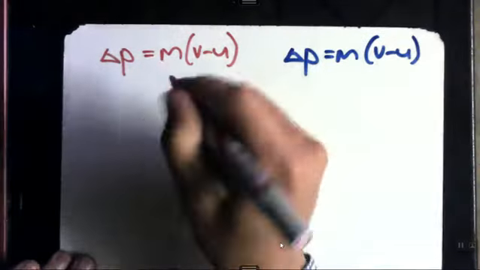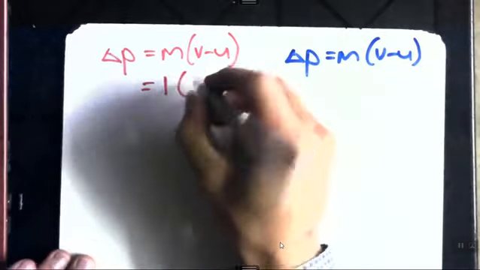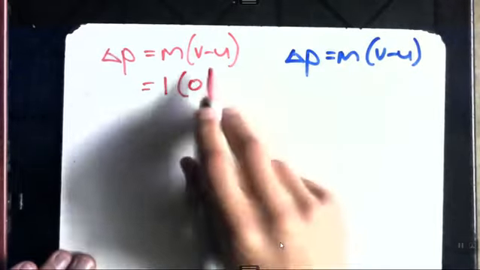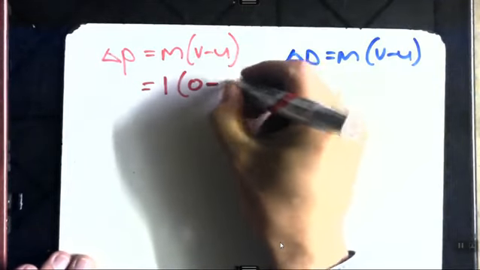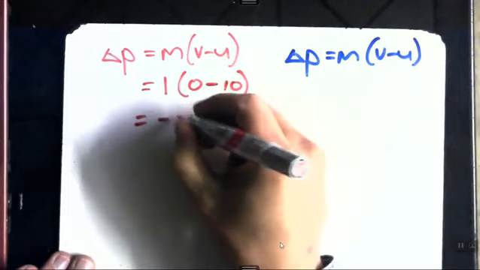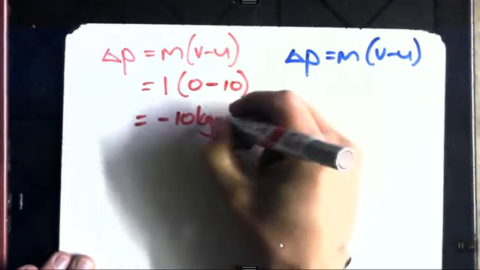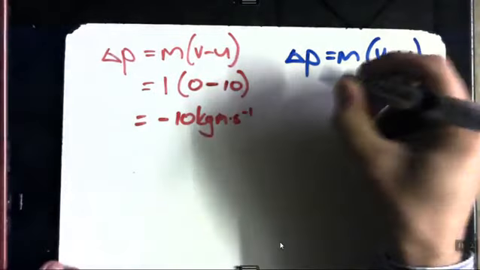So our red car had a mass of 1. It had a final velocity of 0, and it had an initial velocity of positive 10. Positive times negative gives me negative, and we said it had negative 10 kilogram meters per second. Okay, let's see what happens with the other car.